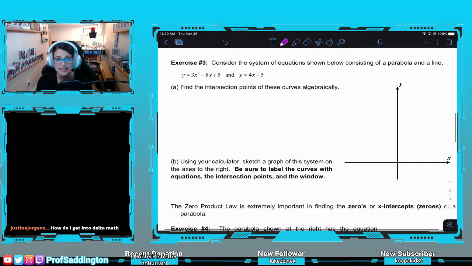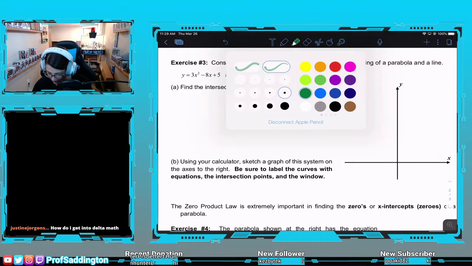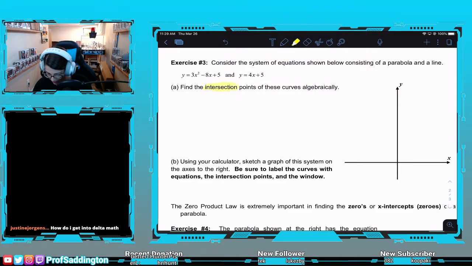It says, consider the system of equations shown below, consisting of a parabola and a line. We have y equals 3x squared minus 8x plus 5, and y equals 4x plus 5. So we want to see where the parabola and the line intersect. Find these intersection points of these curves algebraically. So we want the intersection, and we want it algebraically, which means I'm not going to rely on my graphing calculator. Now, of course, you can check it in your calculator and look at the picture.